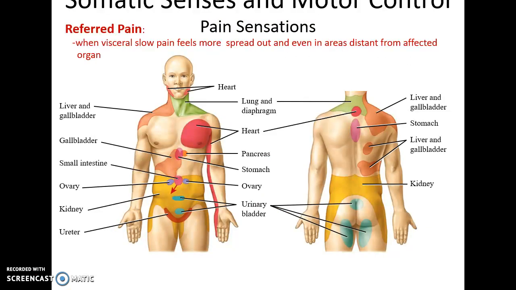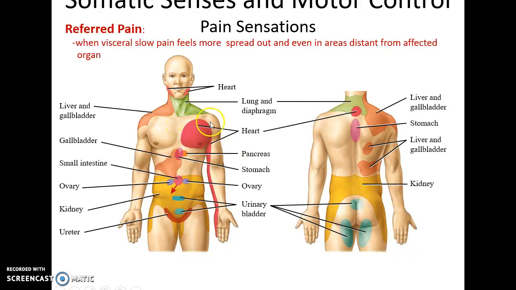Referred pain. Referred pain is when the pain sensation associated with an organ, with a visceral structure, ends up spreading out to an area more distant from that organ. The most famous of the referred pain is, of course, the pain associated with a heart attack. So the heart, as we know, is in the mediastinum, the middle of the chest.